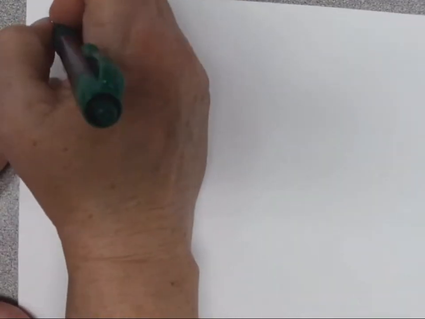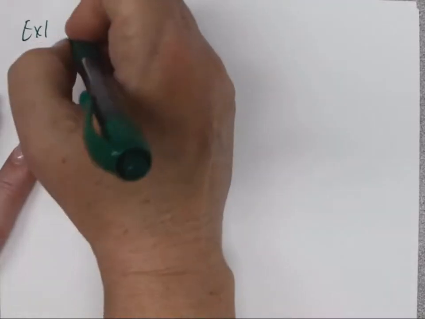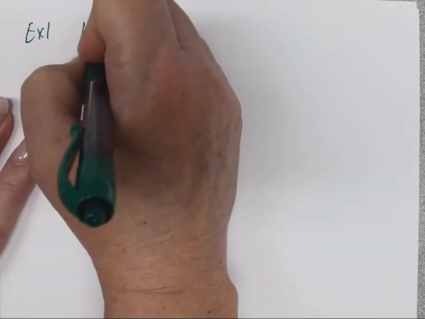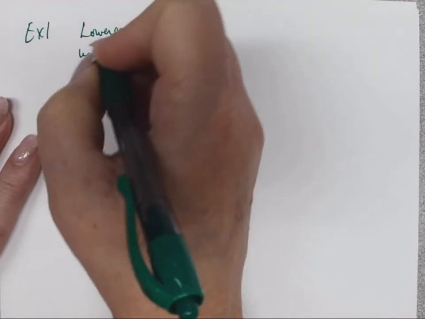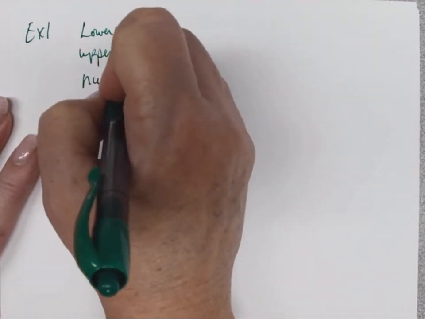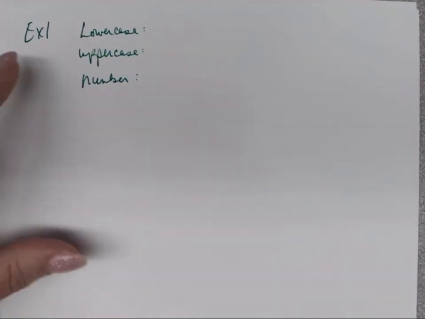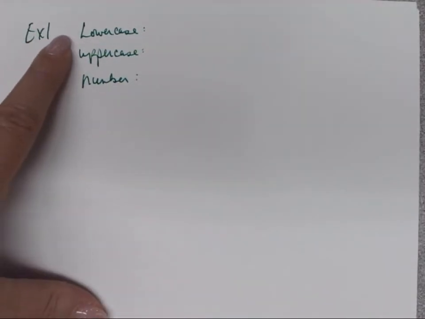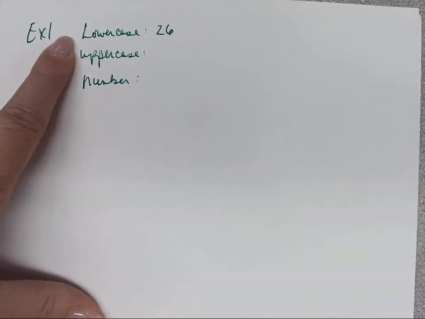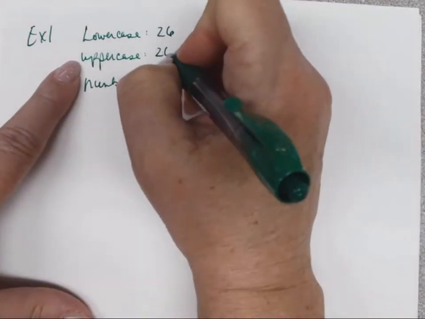All right, so example 1. We are looking at a lowercase, an uppercase, and a number. So what we have to know is how many are there of each. For a lowercase letter, we need to know how many letters are in the alphabet, and there are 26 letters. There are also 26 uppercase letters.